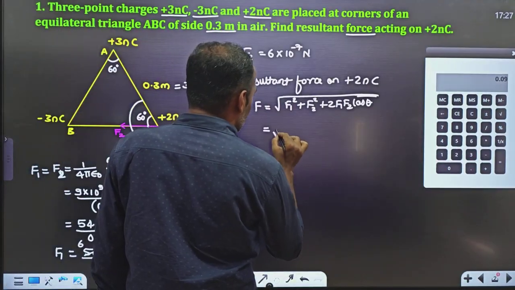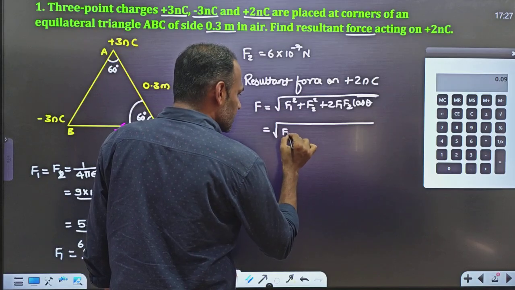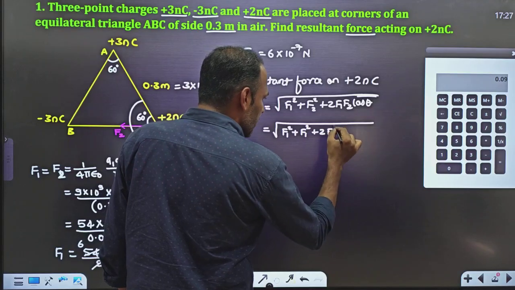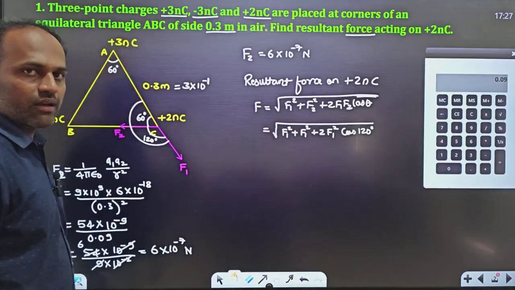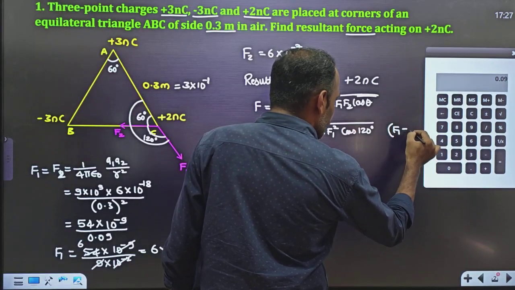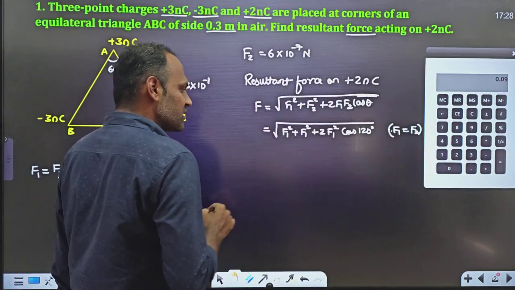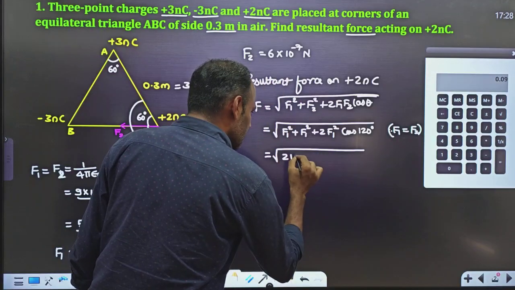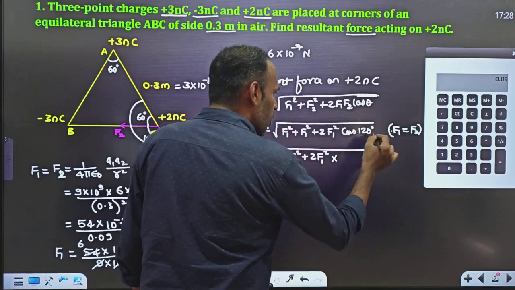Okay, so this is equal to root of, F1 and F2 both are equal. So I will write it like this: F1 square plus F1 square plus 2 F1 square cos 120 degree. Correct? F1 and F2 are both equal. That's why in place of F2, I am taking it as F1. Okay, so this will be root of F1 square plus F1 square, that is 2 F1 square, plus 2 F1 square into cos 120 degree.